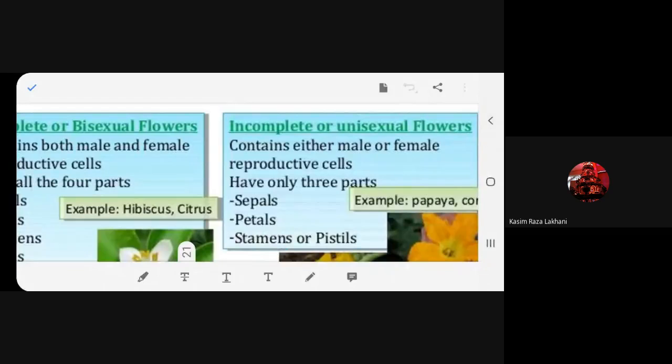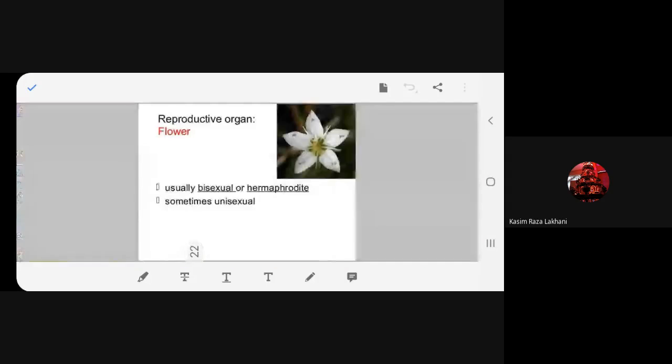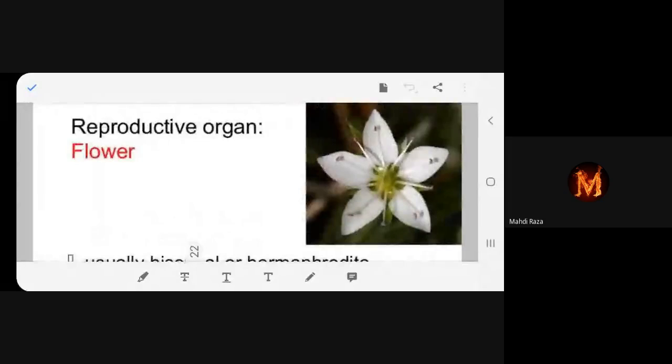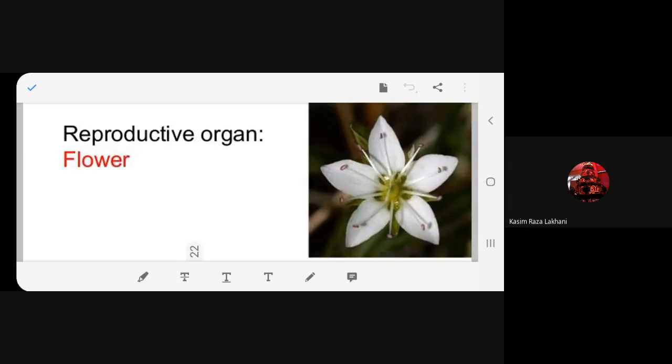Any problem? Any problem, beta? No, understood ma'am. Now I read. Yes, you can read better. Now you know what a bisexual reproductive flower is?